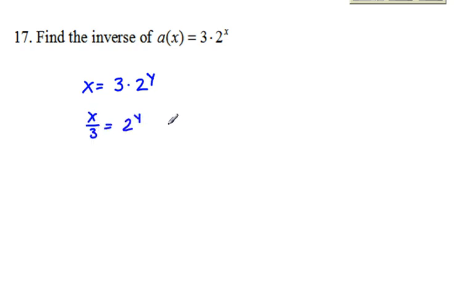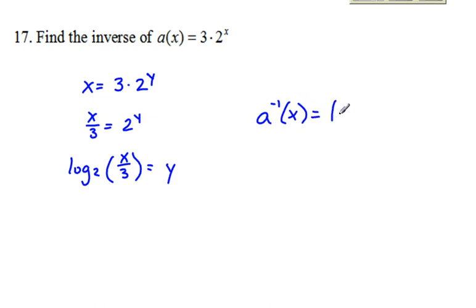And now I need to solve for y. When y is in the exponent here, we're going to do that by using logarithms. We're going to rewrite this as a logarithm. So I've got log, the base of my exponent is 2, so it's going to be log base 2 of x over 3 equals y. Remember, the logarithm always equals the exponent. We solve for the exponent. Our last step is to simply rewrite this as a inverse of x equals log base 2 of x over 3.